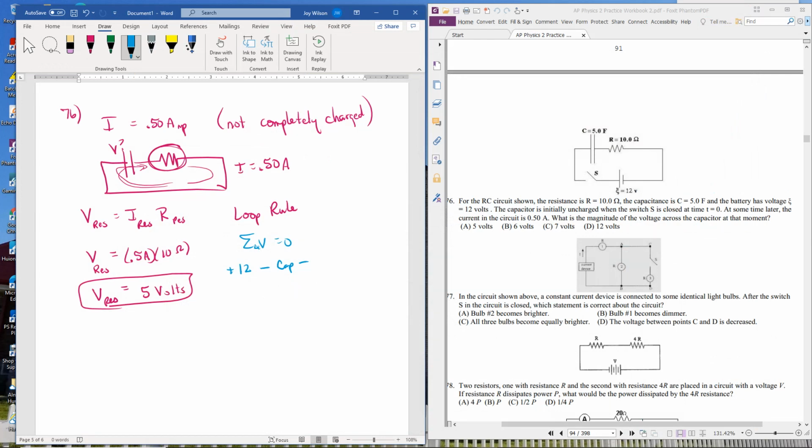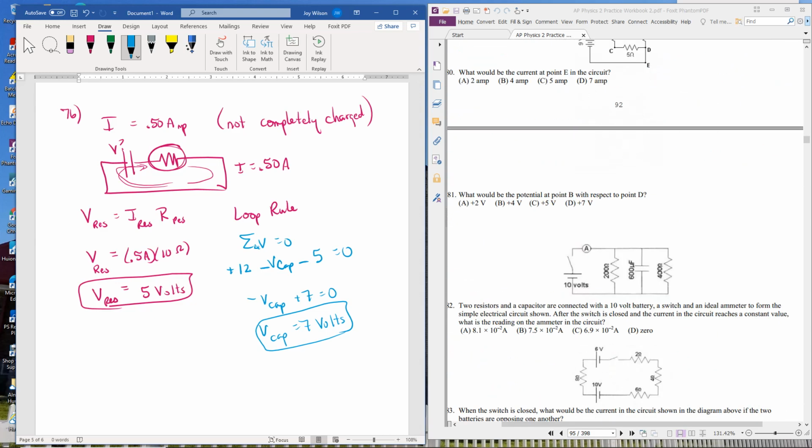So 12 minus the voltage on the capacitor, and then the voltage on the resistor is 5, would have to equal 0. So 12 minus 5 minus V cap equals 0, so 7 minus V cap equals 0. So the voltage on the capacitor must equal 7 volts. It must take up the rest of the voltage when you go around the loop. So that's another way they might ask about capacitance.